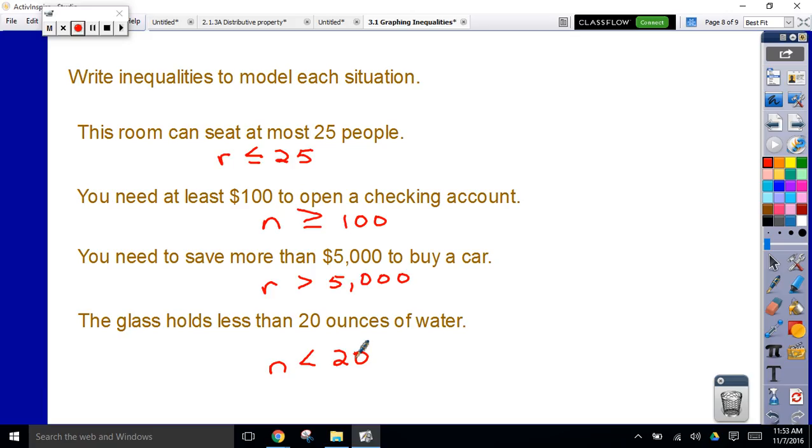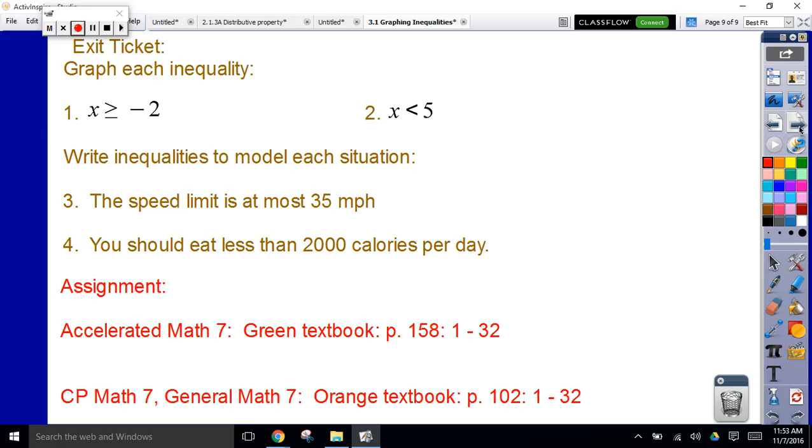Okay, we have about 9 minutes left. I want you guys to do this exit ticket, and then this is your assignment. It's out of your textbook, which we've not used in a little while.